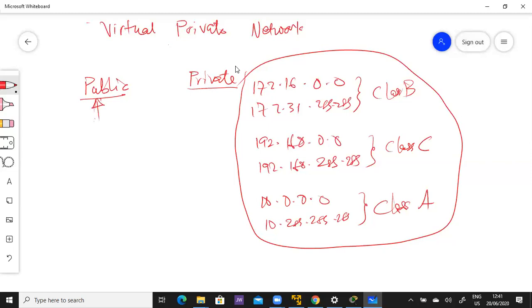Public IPs have to be registered. You can have access to public IP addresses from an internet service provider, ISP. They will grant you access to public IP addresses. So let's look at this topology.